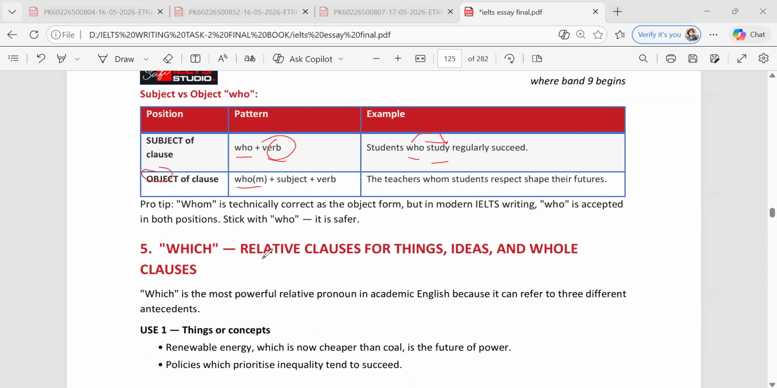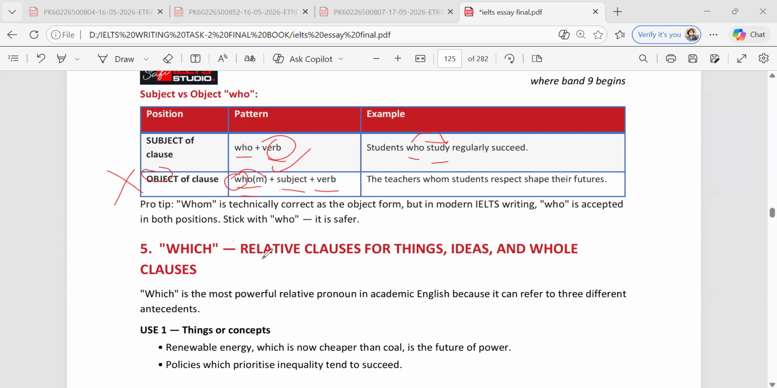We can use object of clause. If that's the object of the clause, we can use whom for the object. But now in modern English, clear, we only use what? Who. No need of using whom. For both, in modern English, we don't use whom, only who. Who or whom, both are correct.